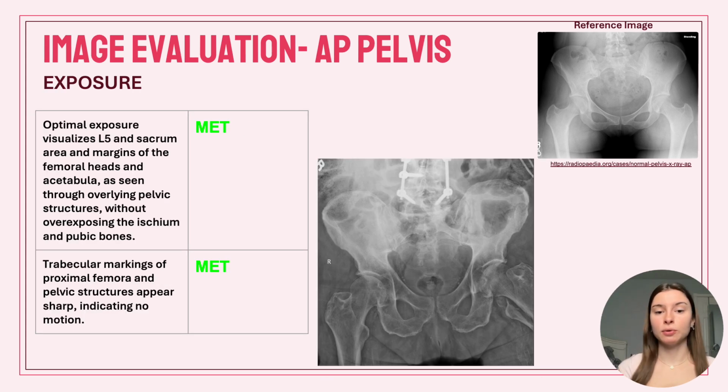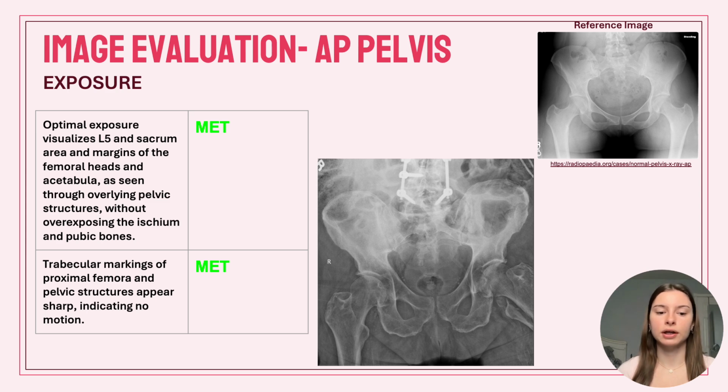So next we have the exposure criteria for an AP pelvis. The first one is optimal exposure visualizes L5 in sacrum area and margins of the femoral heads and acetabula as seen through overlying pelvic structures without overexposing the ischium and pubic bones. So I did say met for this one because the exposure factors do look good. For this radiograph, there's no overexposure or underexposure, and all of the anatomical structures that need to be seen are seen really well on here.